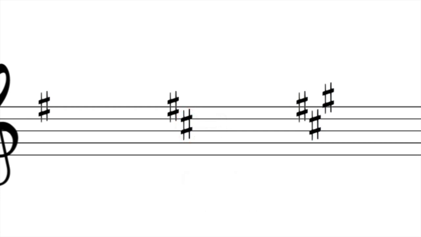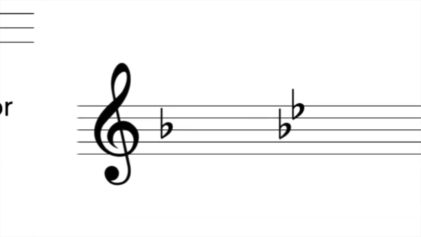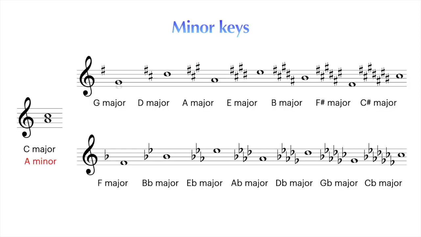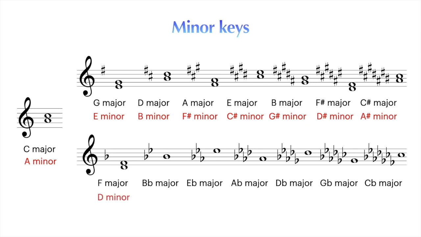Flat is less obvious, but we can always think a minor third down for minor. For example, one flat is F major, going down a minor third to get D minor. For two flats, it is B flat major, or down a minor third to get G minor. Here is the list of all major and minor keys, and you can see the relative major and minor keys sharing the same key signatures, and minor is always a minor third lower than its major.